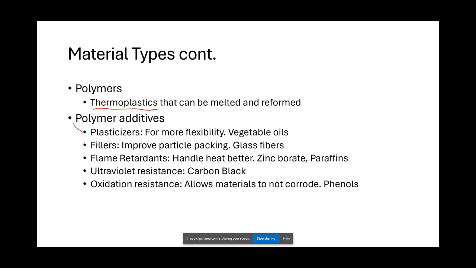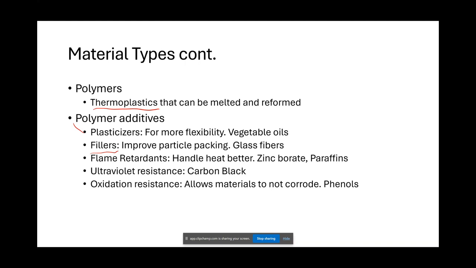So for plasticizers, you have things like vegetable oils, and that's really provided for more flexibility within any material. Some fillers, which include particles, help out the particle packing within a polymer. So you can think of things like glass fibers. It really helps to make sure that you're getting the best product if you have some issues with the particle packing. You have some flame retardants just to make sure you can handle heat better and allow your polymers not to melt as easily.